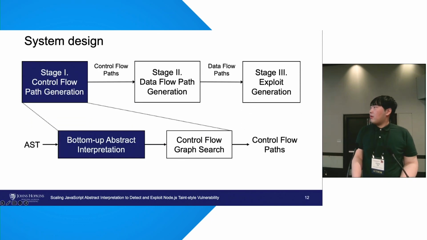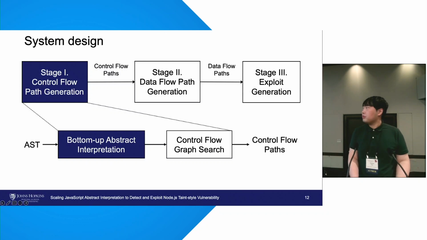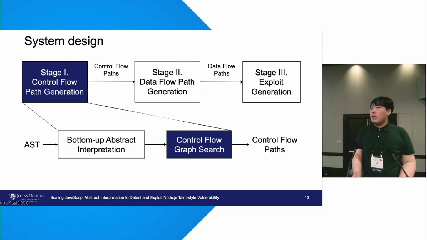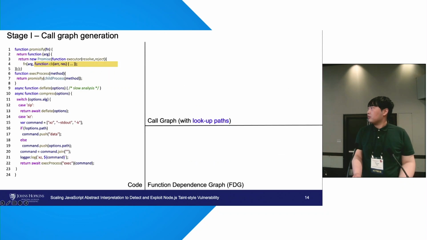The first step, bottom-up abstract interpretation, starts from the functions at the bottom of the AST, which have the lowest scopes, and goes to the higher level functions. That's why it's also called scope-based. It generates control flow graph, call graph, and an intra-procedural data flow graph. The second step searches the control flow graph and the call graph. And the output of this stage is control flow path.